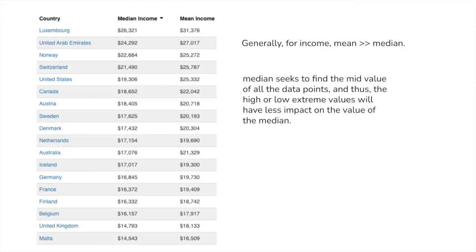To compare median and mean, take a look at this table that shows the difference between the median and mean income of different countries.